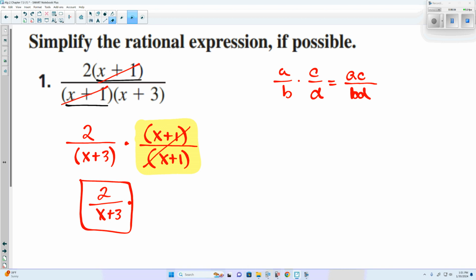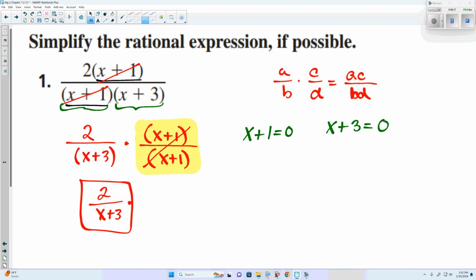Now, I do want to talk about restrictions, because again, our restrictions tell us that whatever's in the denominator, especially what we start with, cannot be 0. Because if x plus 1 is 0, we'll have a division of 0, and we cannot have that. The same is true with our x plus 3.